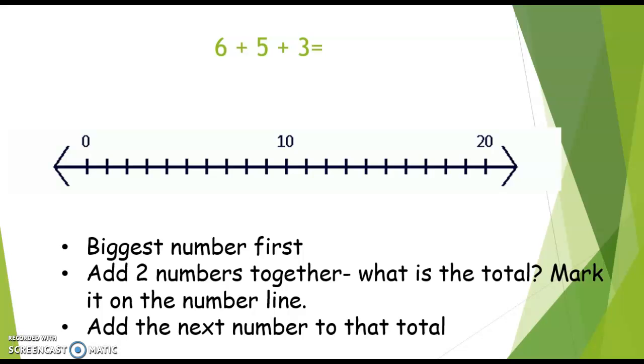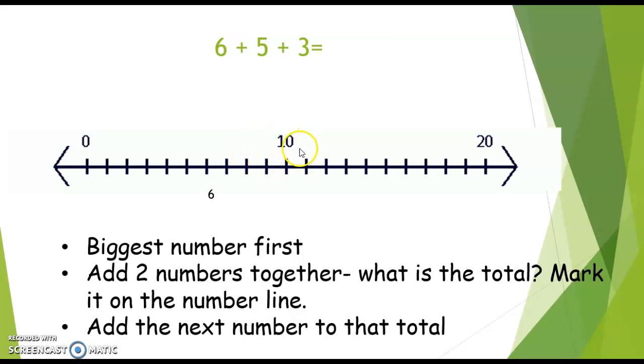So then we have the next question. Biggest number first, so we've got 6. So we'll start at 6, which is here, 1, 2, 3, 4, 5, 6. Then we're adding the next number, so we're adding 5. So we do a jump of 5: 1, 2, 3, 4, 5.